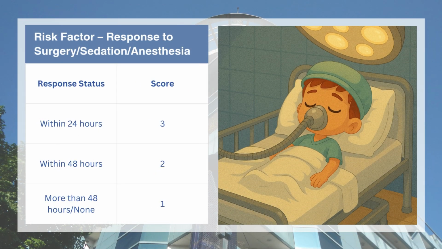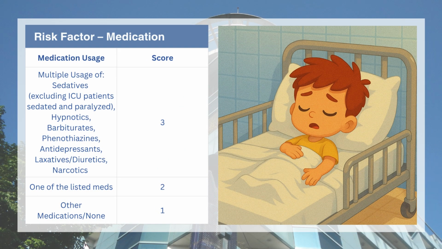Children within 24 hours post-surgery are at the highest risk due to residual anesthesia and pain medication effects. This risk decreases after 48 hours, but must still be monitored. Medications such as sedatives, hypnotics, barbiturates, and narcotics can impair motor function, balance, and cognition, dramatically raising fall risk. Multiple medications compound this effect.